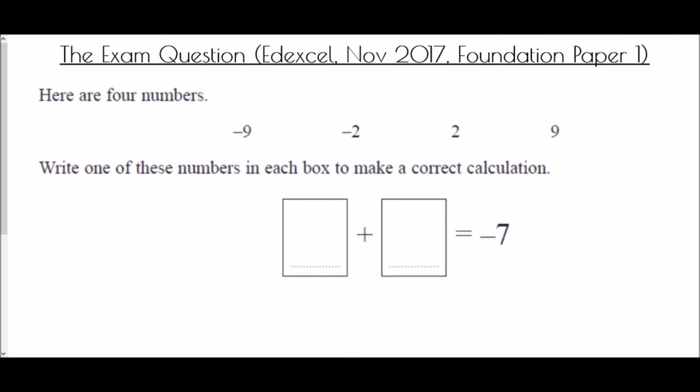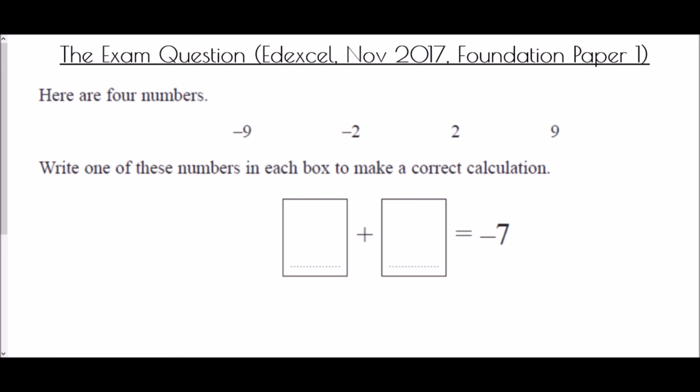And so we end with the exam question. This came from the Edexcel paper in November 2017, and it was Foundation Paper 1, meaning it's a non-calculator question. And we're told here are four numbers: -9, -2, 2 and 9. Write one of these numbers in each box to make a correct calculation. So something plus something equals -7.